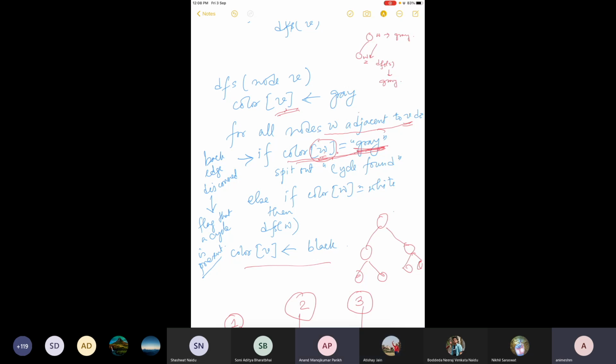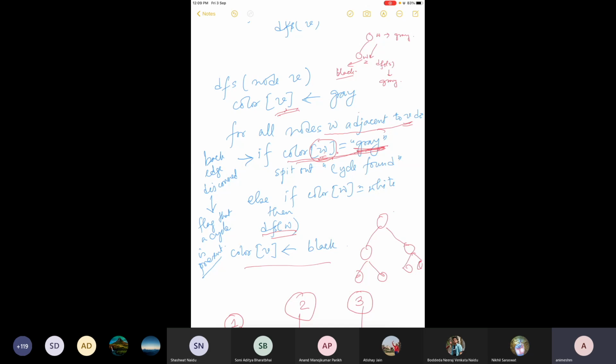When we search for its neighbors, W will come again. No, W would already have been black by then. So at this point, what will happen? W has already become black because W has no other neighbors left. Sir, if you give one more child to W, then it won't happen. No, every time that child will become black.